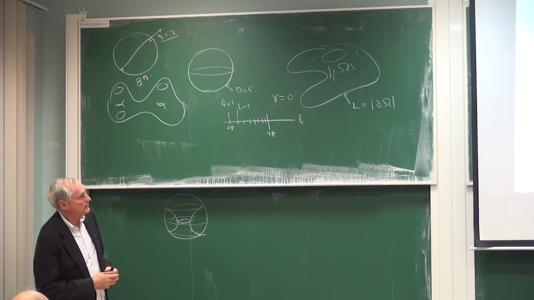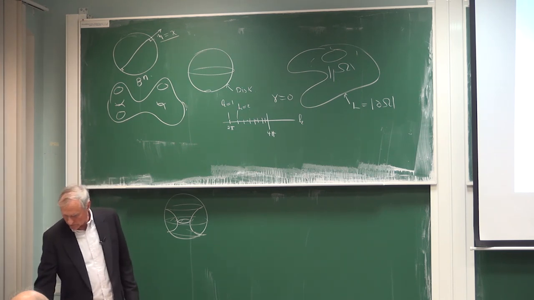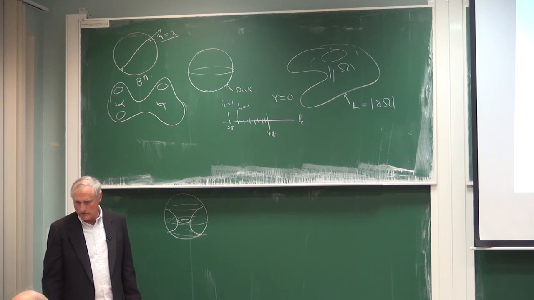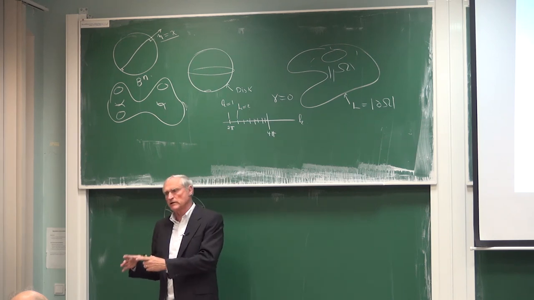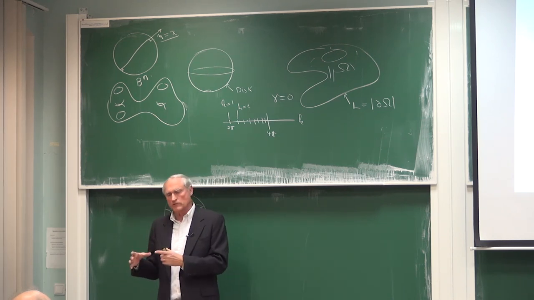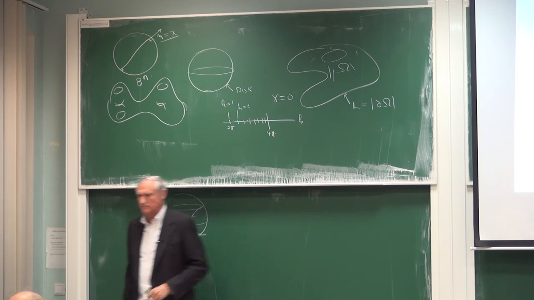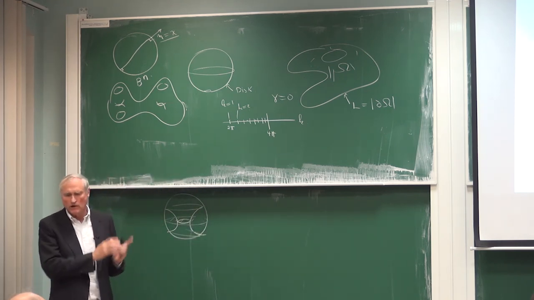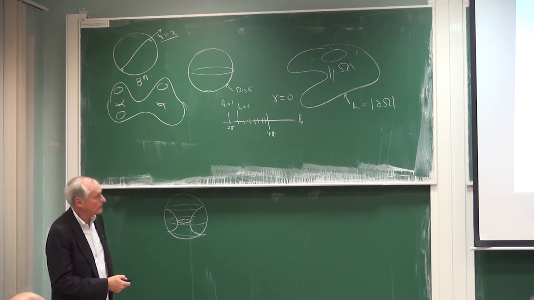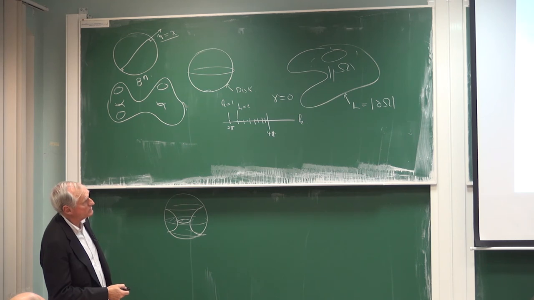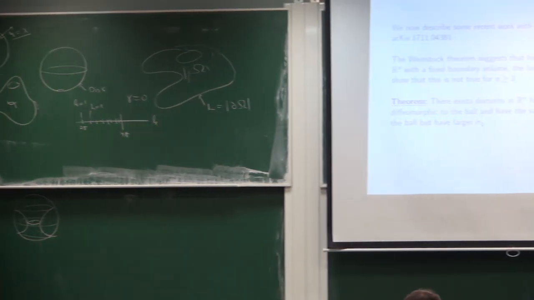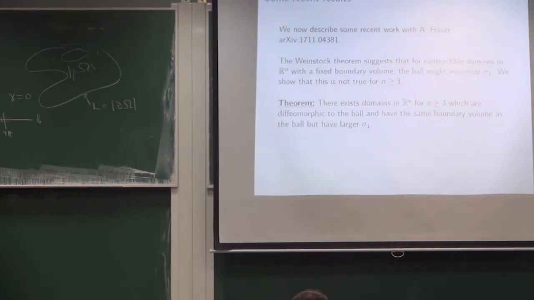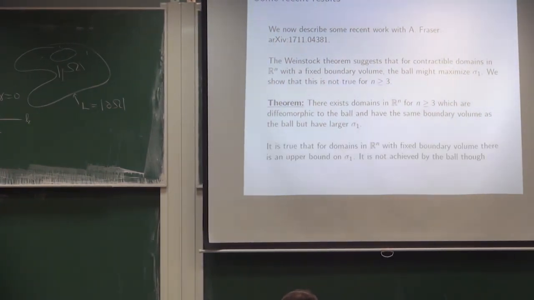But you might ask then, is there an extension of the Weinstock theorem to higher dimensions? For example, the Weinstock theorem says for any domain diffeomorphic to the disk, sigma 1 L is bounded above by that for the disk. And so the answer is no. In a recent paper that was posted just a couple weeks ago, we constructed domains in R^n for n greater than or equal to 3, which are diffeomorphic to the ball, have the same boundary volume as the ball, but have strictly larger sigma 1. And so it's not true. Brock's theorem doesn't generalize to normalizing boundary volumes.